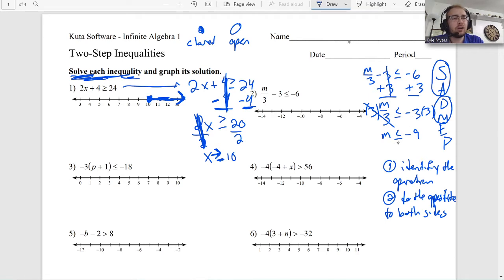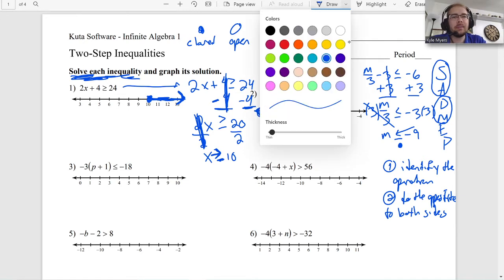It's going to be a closed circle because it has the bar underneath the sign. Here's negative 8, here's negative 10, so negative 9 is going to be right in between them. And the arrow should point to the left. And then just like that, I'm done.